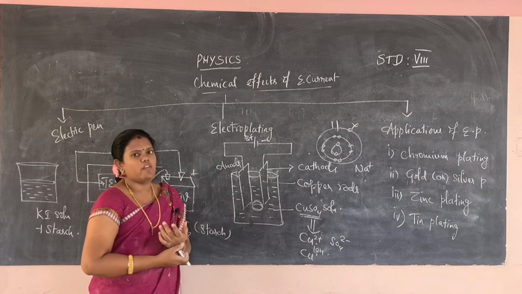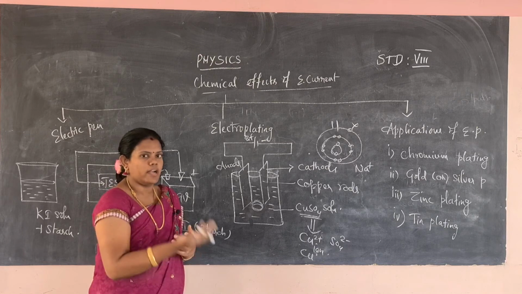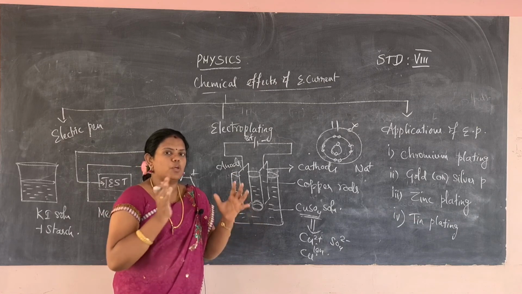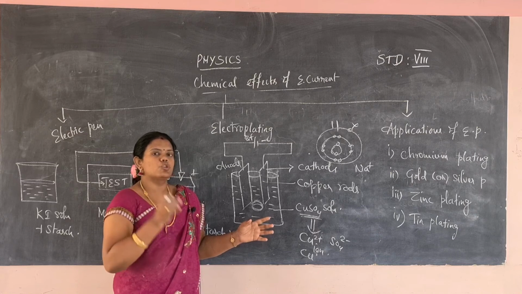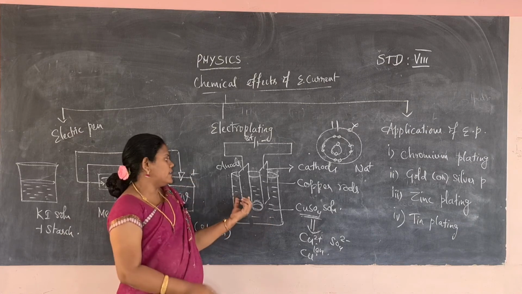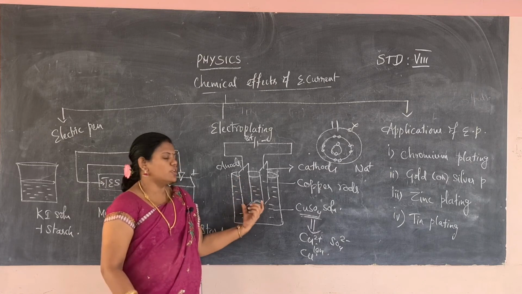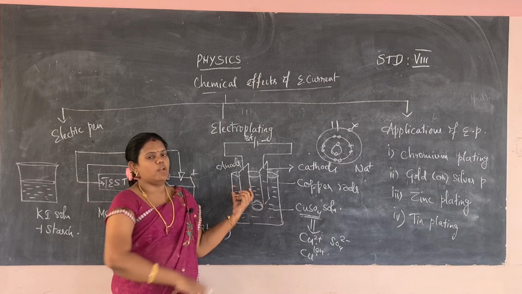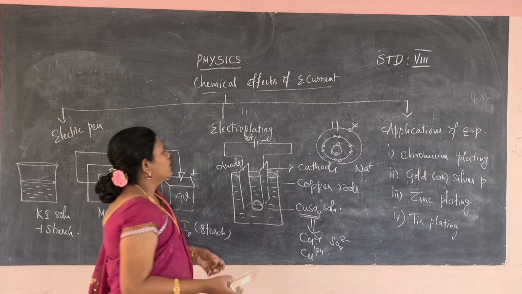This is the same way we have to plate any one metal on another material, but you have to choose which material is to be coated; it will be taken as the cathode. Whichever metal you choose to coat it with will be taken as the anode. The electrolytic solution will be chosen with respect to the anode. Anode ku edha mari enna cheyanum, electrolytic solution vandu choose panum.